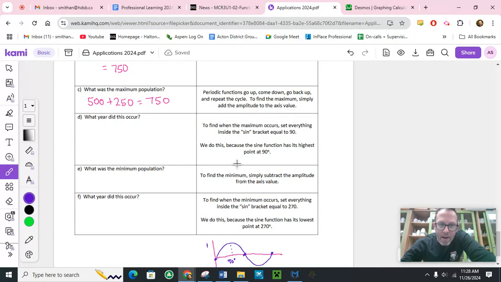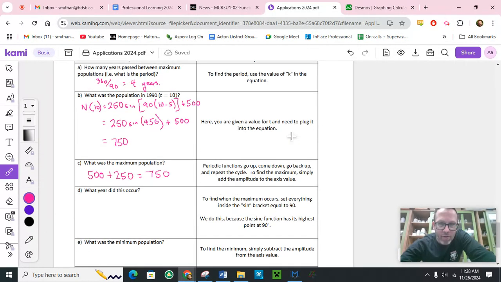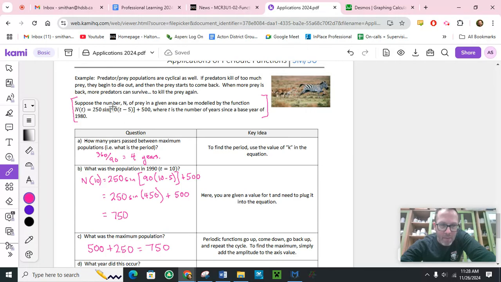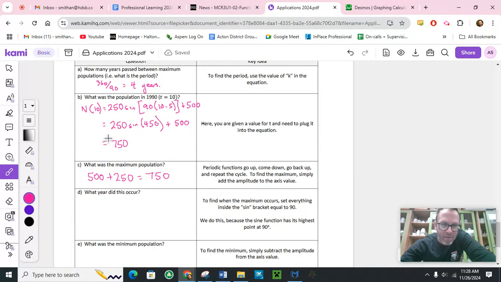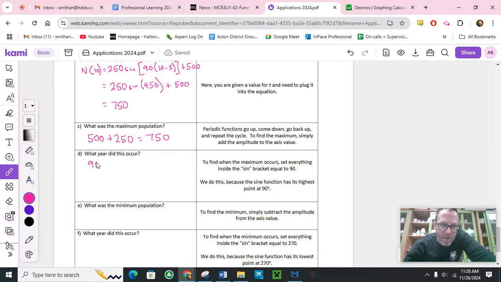So when we're trying to find the year when this maximum occurred, what we do is we take all the stuff inside the sine bracket, everything inside, which in this case is 90 times t minus 5, and we set that equal to 90. Why 90? Because that's when the sine function reaches a maximum. And then we solve this little equation. So for this one, we can just divide both sides by 90. We get t minus 5 is equal to 1. And then adding 5 to both sides, we get t equals 6.